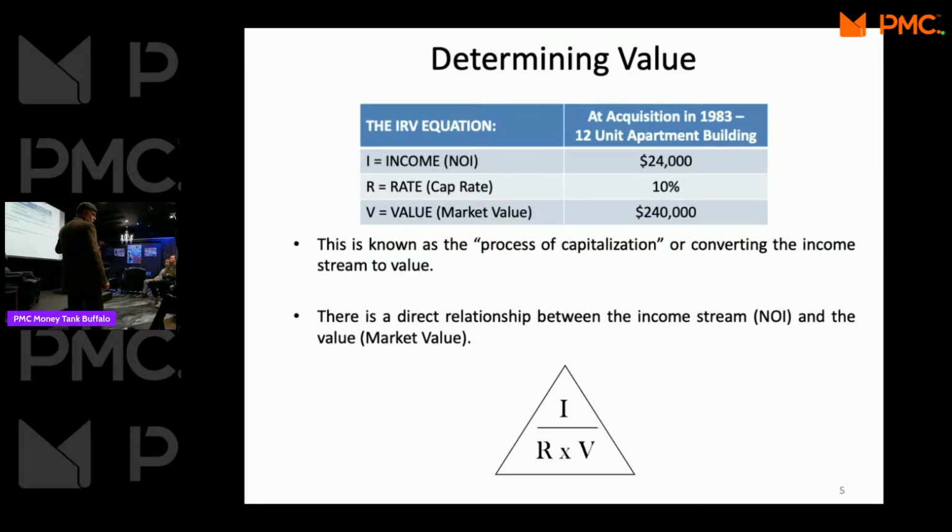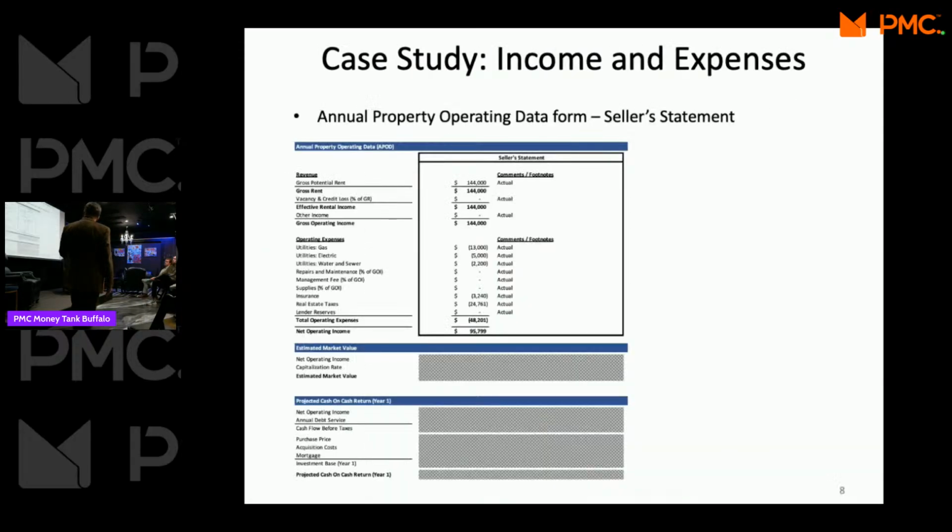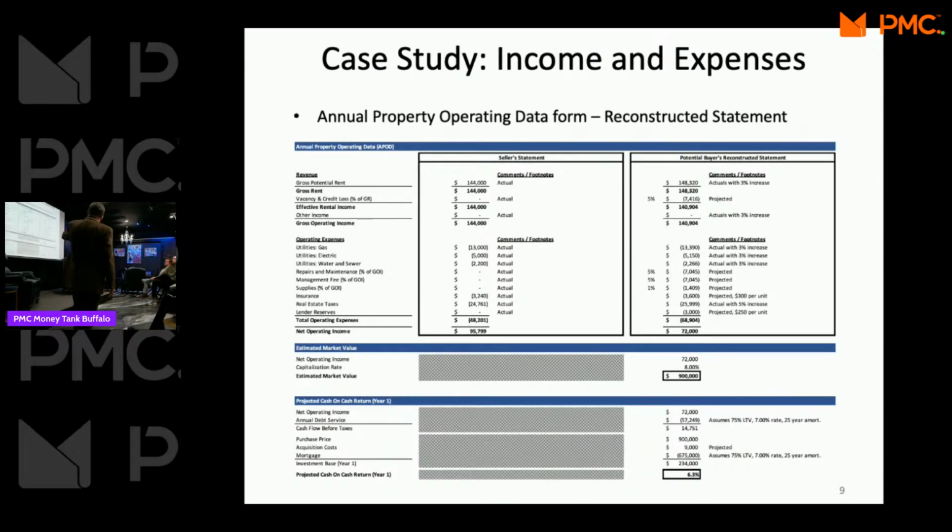remember this right here, the ERV equation? All it means is that here's my 72, and here's my rate. I divide the two, and that'll give me value. So if you know those two factors, you're dividing. That formula works in a number of different ways, depending on what you're solving. If you're solving value, you're dividing income, net operating income, by cap rate, and that will give you value. So that's what I did here. I took my net operating income on my reconstructed statement, I divided it by the cap rate of 8, which I extracted from the marketplace, and that gave me a value of $900,000 today.